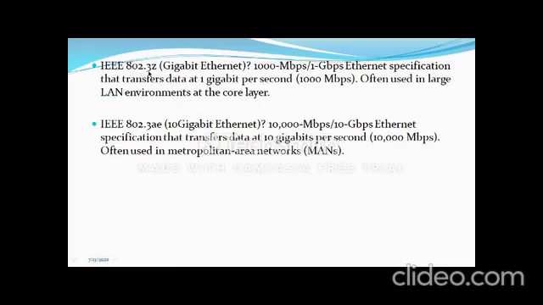802.3z, Gigabit. This is 1000 Mbps or 1 Gbps Ethernet. It transfers data at the rate of 1 gigabit per second. Often used in LAN environments at the core layer. Okay. Next.